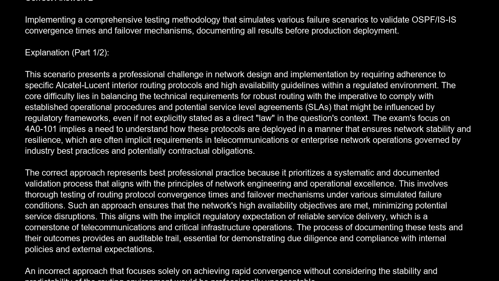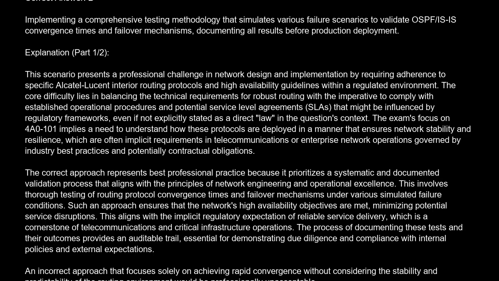The exam's focus on 4A0-101 implies a need to understand how these protocols are deployed in a manner that ensures network stability and resilience, which are often implicit requirements in telecommunications or enterprise network operations, governed by industry best practices and potentially contractual obligations. The correct approach represents best professional practice because it prioritizes a systematic and documented validation process that aligns with the principles of network engineering and operational excellence.